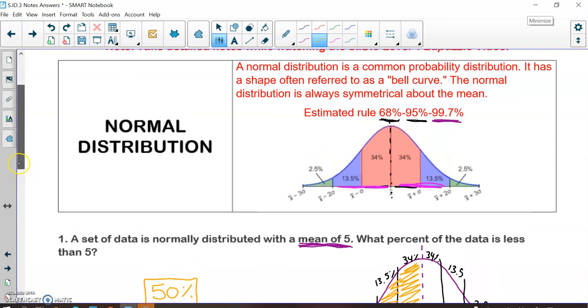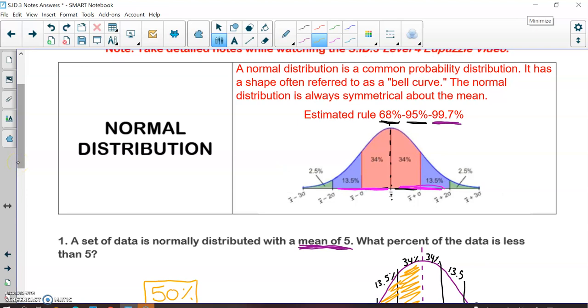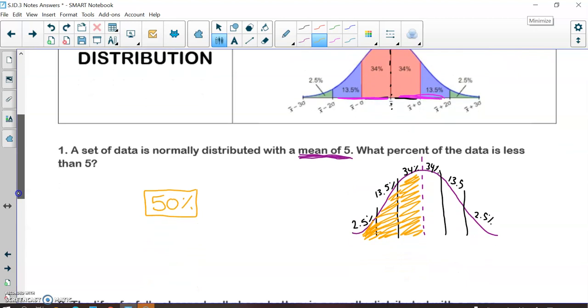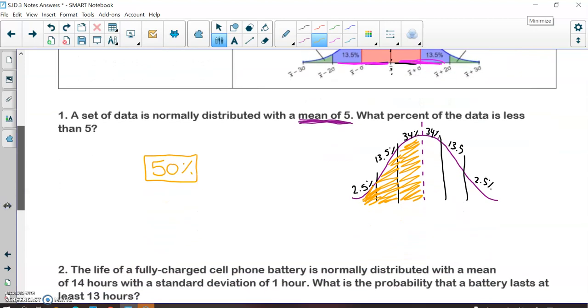Now, when I say most likely, or about, this is just the estimated rule, all right? Not every normal distribution will follow these percentages exactly, but it will be pretty close to these percentages. So most likely about 50% of your data in a normal distribution will be below the mean, and about 50% will be above the mean.